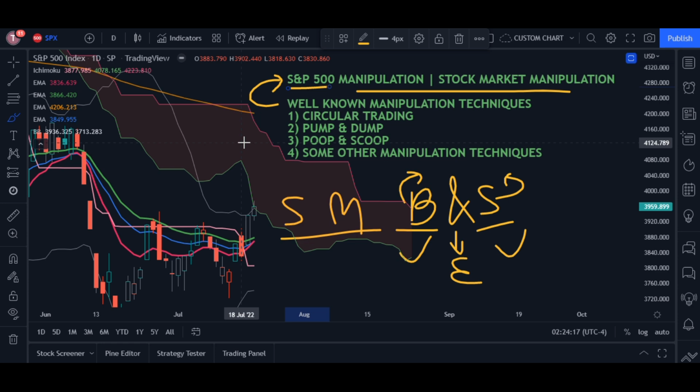Again I repeat, the purpose of this video is not to teach anyone how to manipulate, but to help retail traders understand how traps are formed and how some people willingly try to manipulate the S&P 500, the stocks and the other indices, which results in losses to retail traders. I'm just trying to help retail traders avoid falling into the traps.